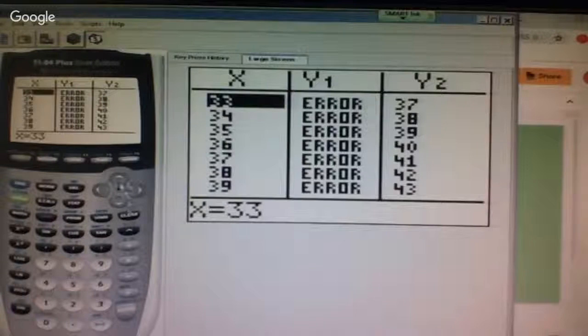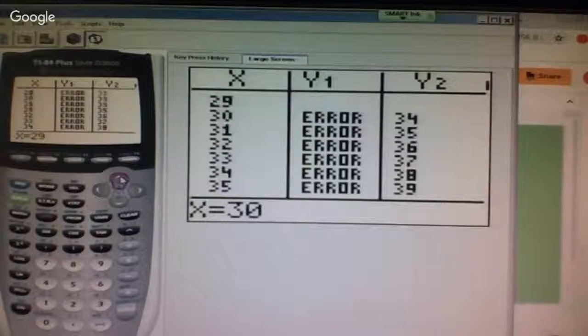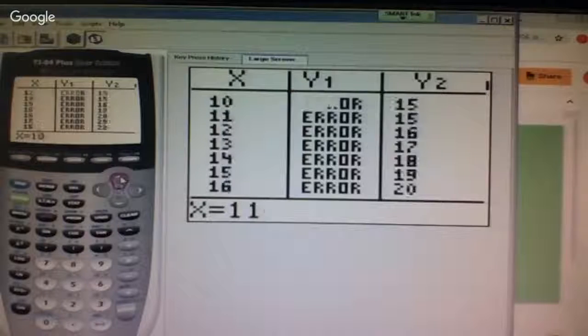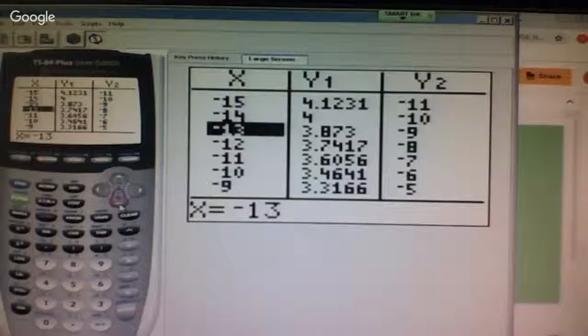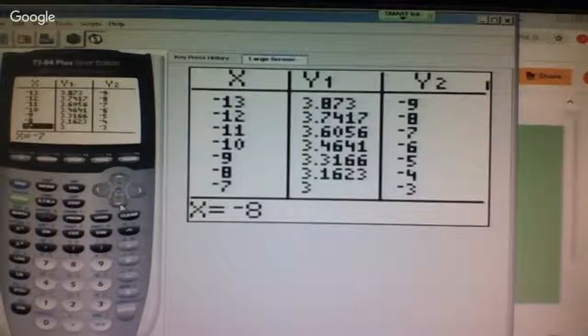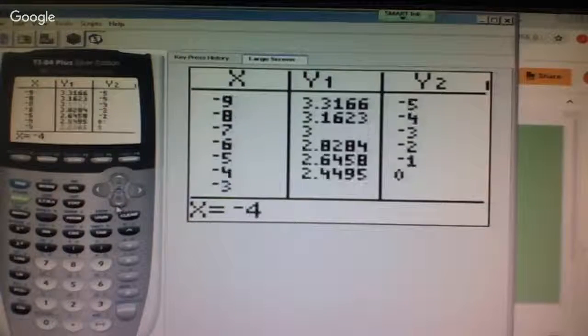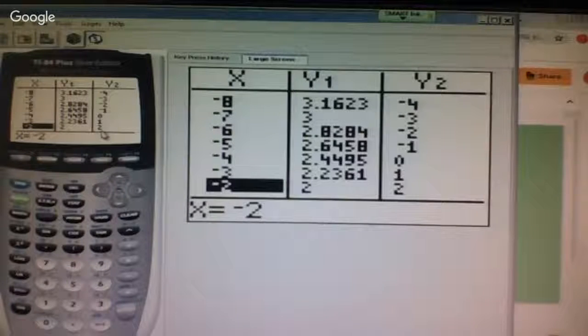Go to your table. Error, error, error. So none of those work. Error. Up, up, up. I went too far. Okay. So actually, when you plug in -7, look what your y's are. 3 and -3. Just like when we plugged it in and we got 3 and -3. So that one doesn't work. But if I go to -2, I got the same y's. So -2 is working.